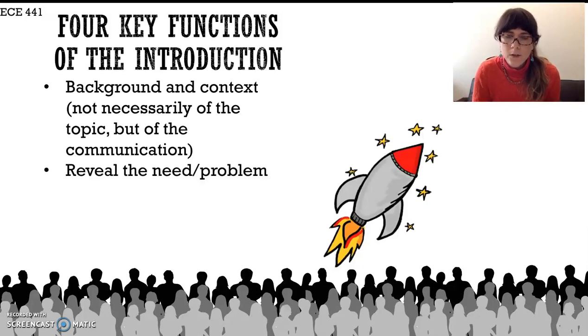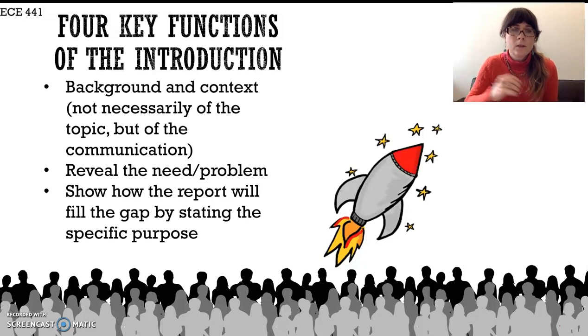So that goes on to my next point, reveal the need or the problem that the document satisfies. Remember back to some of those different types of purposes. It's likely that there is going to be a need for information or a need for exploration of a topic here. Information is definitely the most likely one here, especially at the beginning of the project.